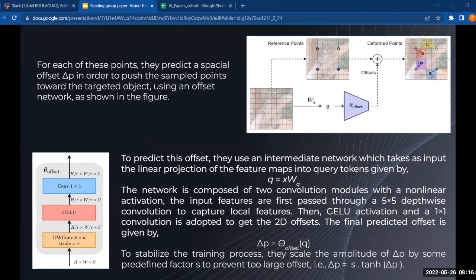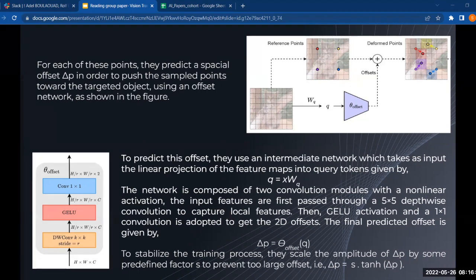Now, they have adopted a subnetwork for offset generation, which takes the query features as input and outputs the offset values for each grid. To calculate reasonable offsets from the reference points, you have to learn the local features and determine how well they are. So they use two convolution layers and a nonlinear activation function, which, as you can see, is GELU.